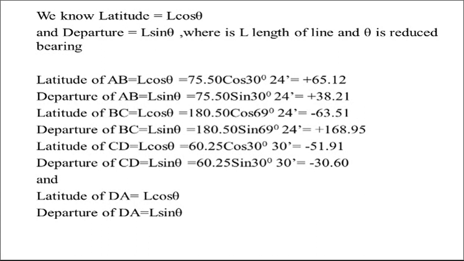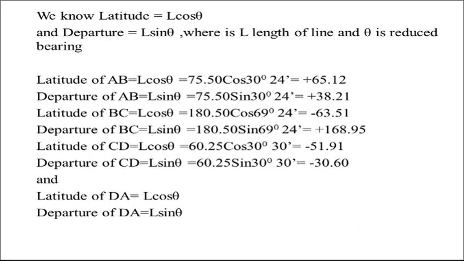So latitude of AB is equal to L cos theta. Length is given for line AB, 75.50 into cos of 30 degrees 24 minutes, and the answer is 65.12. It is plus because latitude is measured towards north. Then departure of AB is equal to L sin theta, which is 75.50 into sin of 30 degrees 24 minutes, and the answer is 38.21. It is also positive because departure is measured towards east.